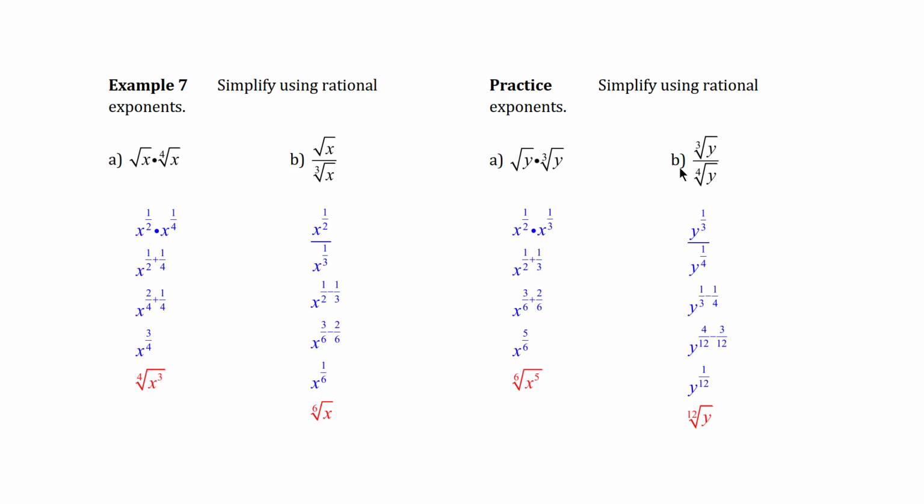Moving on to part B, we convert everything into a rational exponent. We have y to the 1/3 power divided by y to the 1/4 power. Next, we use the quotient rule. We get y to the 1/3 minus 1/4 power.